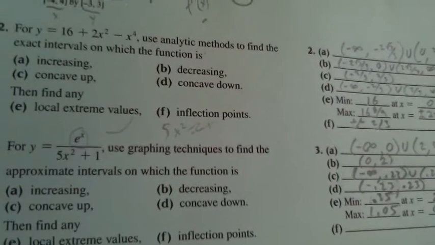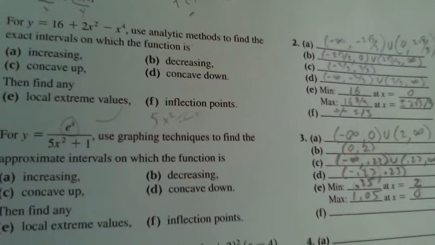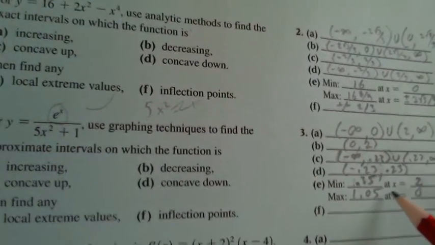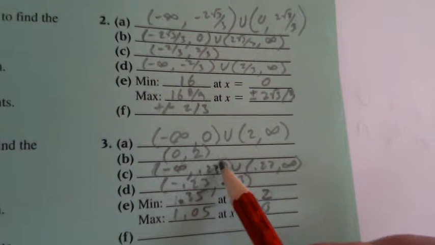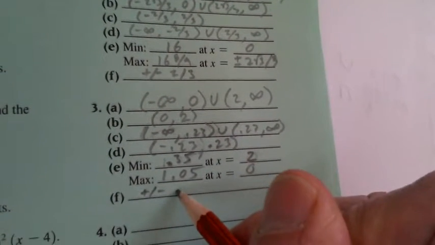And inflection points, that changes. We started here at minus 0.23. Plus, that's a good fair guess based on the graph.